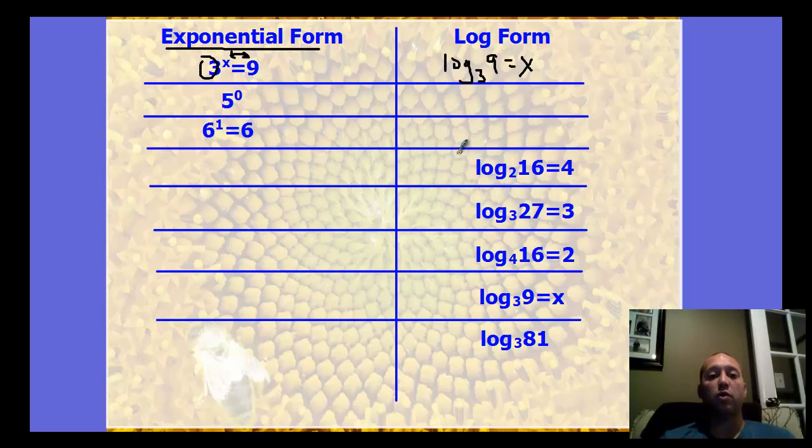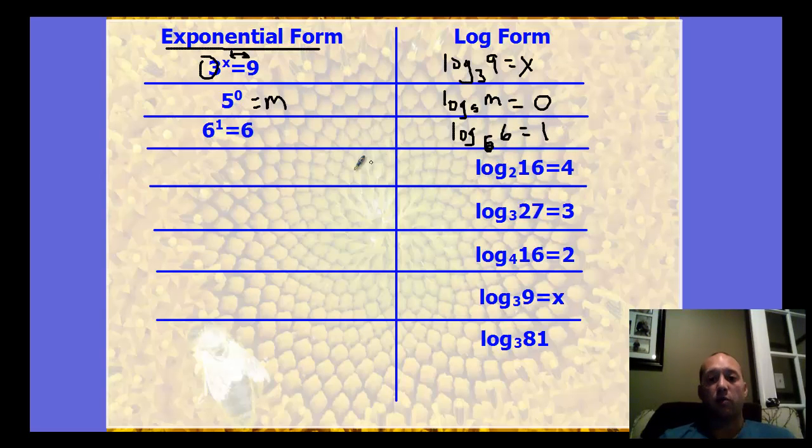So this will be log base 4. The next one, log our base, which is 5, and then whatever it equals, which is not stated. So sometimes I just make it a variable. So log base 5 of m equals 0. So this last one here, log base 6, and we just switch the 1 and the 6. So log base 6 of 6 is 1. So those are going from exponential to log.